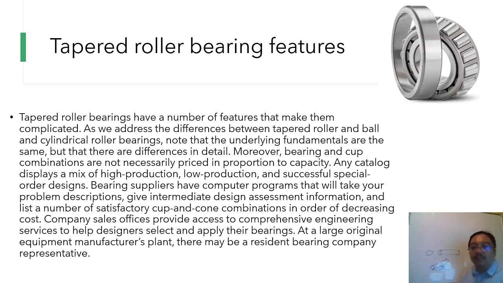Moreover, bearing cone and cup combinations are not necessarily priced in proportion to capacity, and any catalog displays a mix of high production, low production, and special order bearings. Bearing suppliers have computer programs that will take your problem description, give an immediate design assessment, and list a number of satisfactory cup and cone combinations. So we will see what a cup and cone is in the next slide.